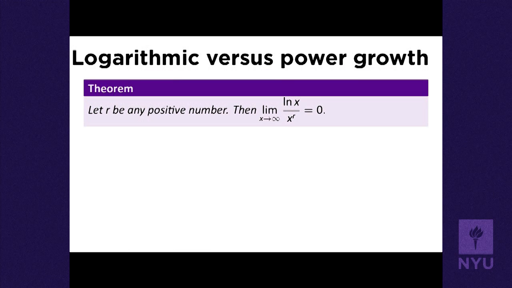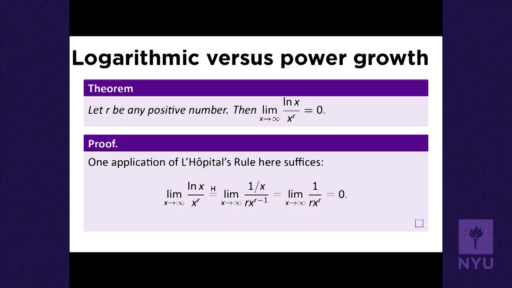Logarithmic functions are sort of on the opposite side. If you compare any power function to any logarithmic function, then it's the logarithmic function which grows slower than the power function. So natural log of x grows slower than x to the 1/2. It grows slower than x to the 1/10. It grows slower than x to the 0.1. No matter what power function you compare, logarithm is slower than it.